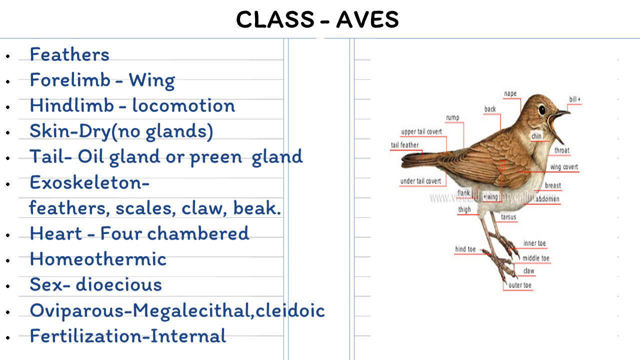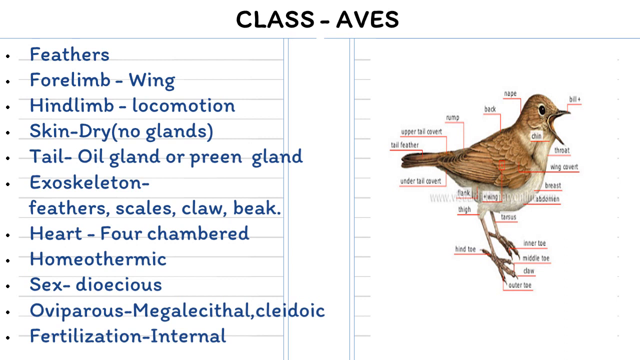The next character, exoskeleton. So what is our exoskeleton? Our exoskeleton is skin. But here in aves, the exoskeleton is modified into various forms such as feathers, scales, claws, beak. So these are the various modifications of the exoskeleton, right? And the heart consists of four chambers, right? And here the next one, homeothermic. Do you remember the word homeothermic? It is just the opposite of poikilothermic.